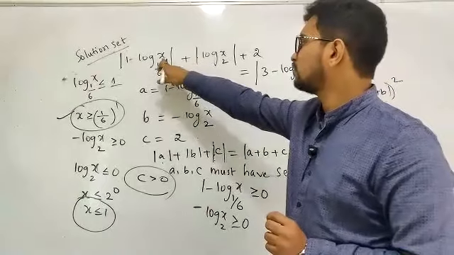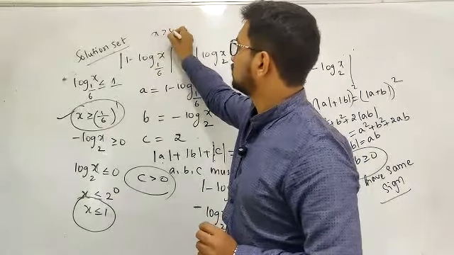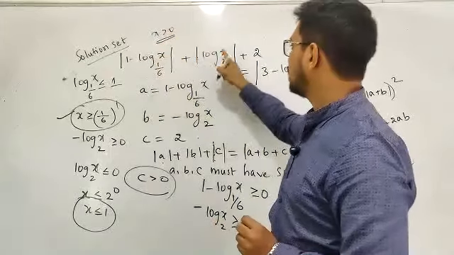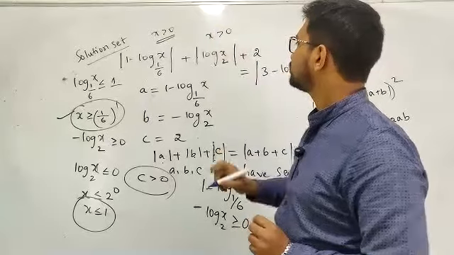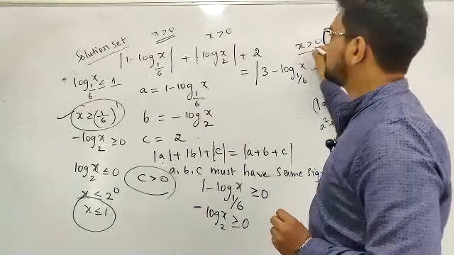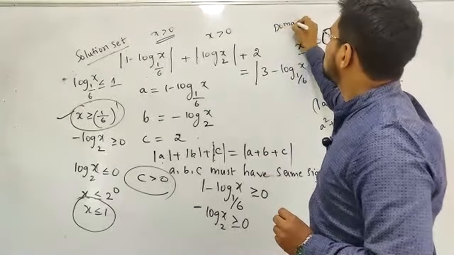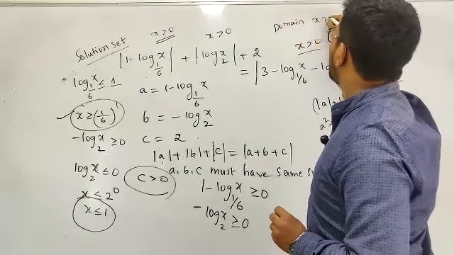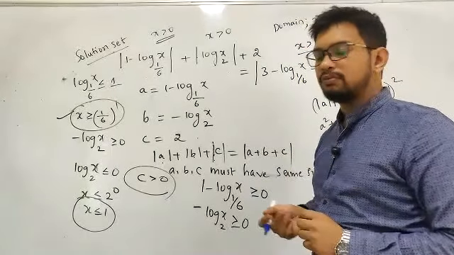Now what is the domain of this function? This is log x to the base 1 by 6. Here x is greater than 0. The domain here will be x is greater than 0. What is the domain here? Again the domain here will be x is greater than 0. And what about here? Again it is x is greater than 0. So what is the common domain? The domain is x greater than 0.